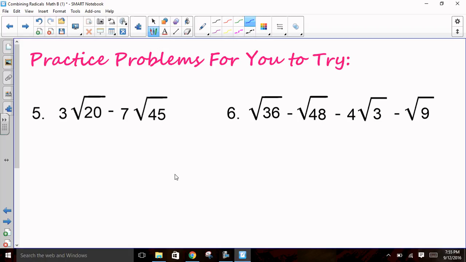Alright, so we are going to simplify these. I told you to practice them on your own, so that means that you should have already solved them. If not, pause the video. Alright, so 20 is 4 and 5. 4 is 2 and 2. 5 cannot be broken down.